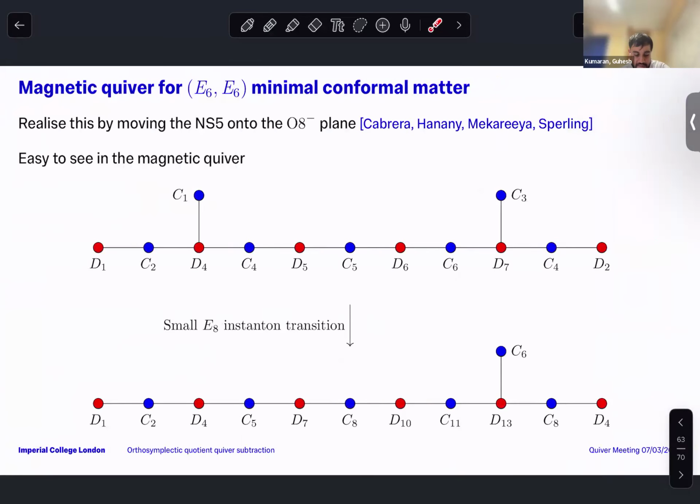Okay, so in the magnetic quiver, I just take this C1 and I slide it across, adding an affine E8 Dynkin diagram shape, and I end up with this result. Okay.